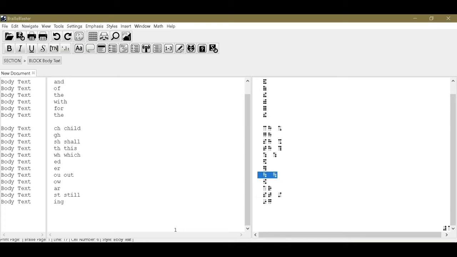But the sign by itself means out. So by itself, it's 1, 2, 5, 6, the sign by itself if you were using it in contractions. OW is correct. That's dots 2, 4, and 6.